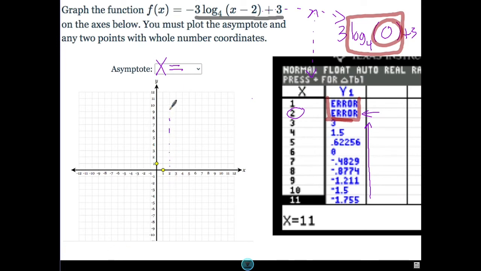I'm going to draw my asymptote. X equals 2, is it? Now I'm just going to plot some whole numbers. So I'll plot this first one, 3, 3. Then I'll plot, what else do we got? We got 6, 0. Is that what that one is?